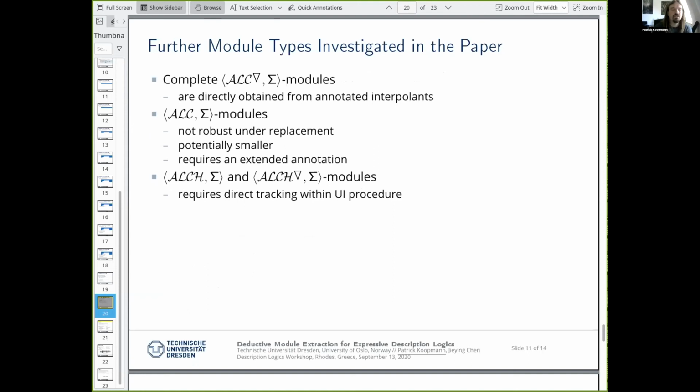We also looked at ALC sigma modules that are not robust under replacement. These could be potentially smaller, but the annotation trick we described before does not work anymore. We have to extend it a little bit. And finally, we extended all methods with role hierarchies. And in this case, the approach of using a uniform interpolation method as a black box does not work anymore, and we have to directly modify the implementation to track usage of these axioms.